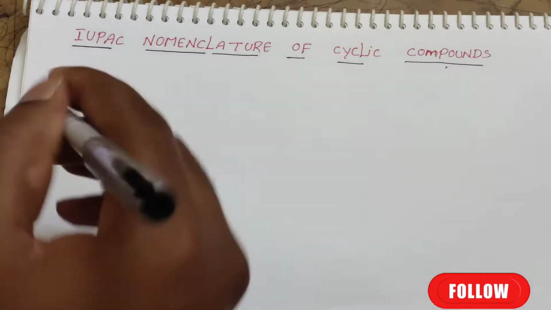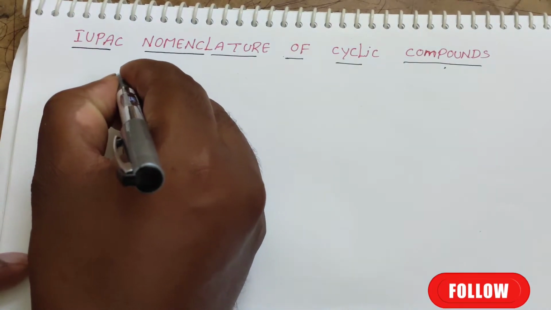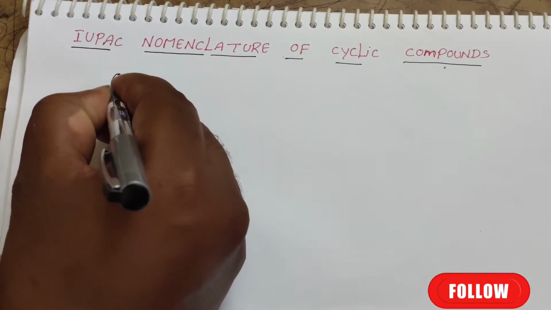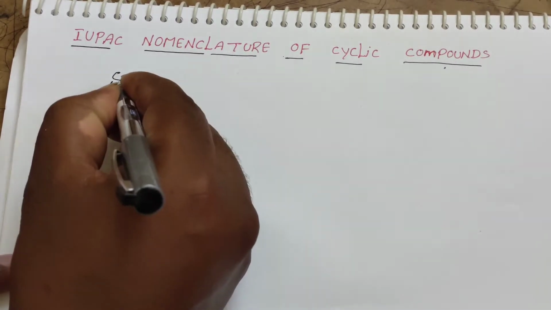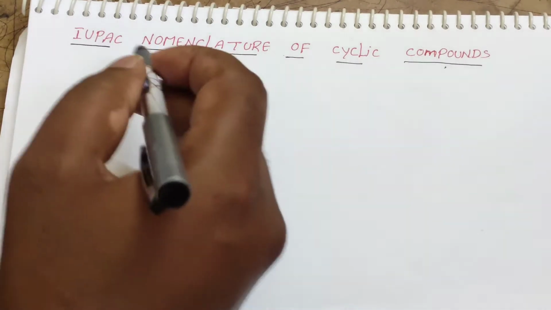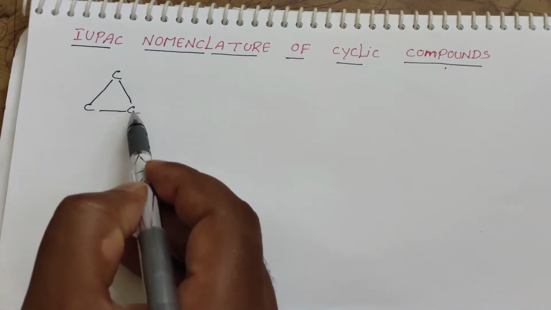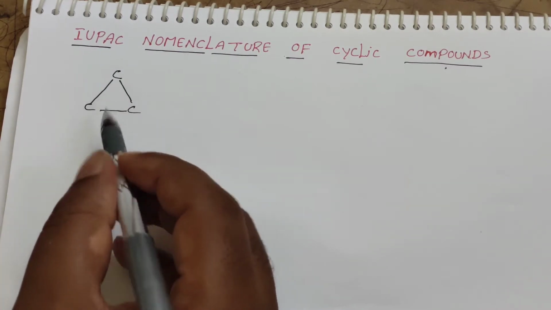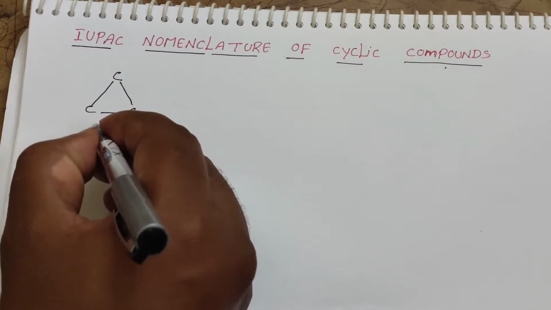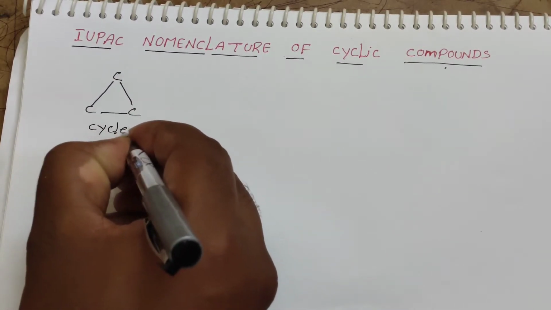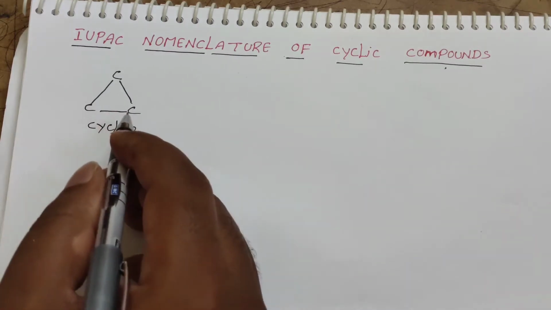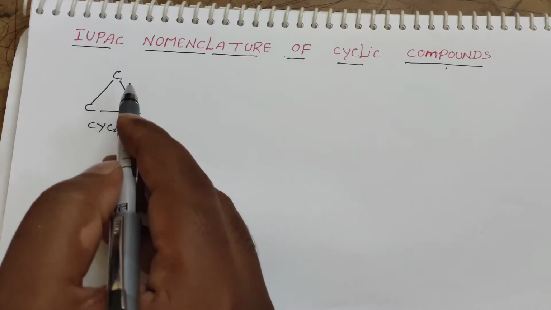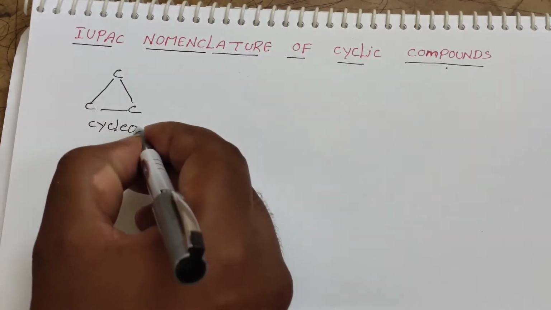So here I am taking three carbons, and I am connecting the three carbons like a cycle. So here how many carbons are there? 1, 2, 3, and the three carbons are connected in one cycle. So the name of the compound is cyclo. Just I am writing the prefix cyclo. And how many carbons are there? 1, 2, 3. So 3 carbons are present. So the name of the compound is cyclopropane.